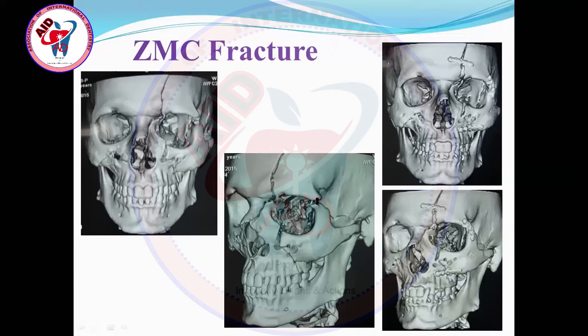Disruption or displacement at the frontozygomatic suture, at the infraorbital suture, and some inward displacement of the zygomatic arch also. And here the fracture at the zygomaticomaxillary buttress region, but it is not so grossly displaced over there. And these are post-op CT scans of the same patient after reduction and fixation of the infraorbital ring of the zygomaticomaxillary complex, and then the lateral orbital ring at the frontozygomatic suture and zygomaticomaxillary buttress region.